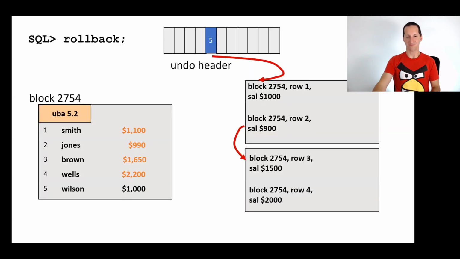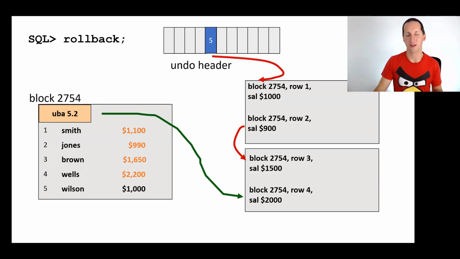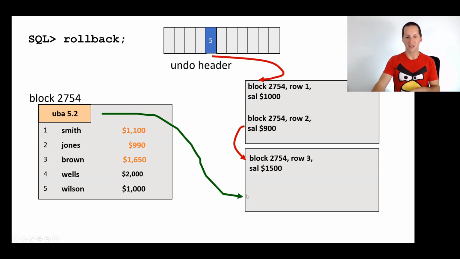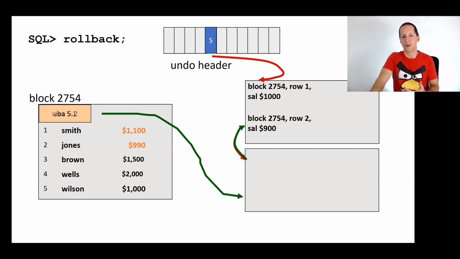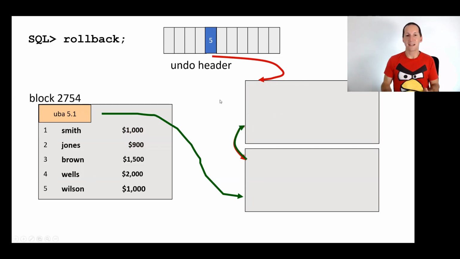So when I do a rollback, I simply look at my block 2754. It says start undo block address 5.2, which is that block down the bottom there. And I roll back the information in reverse order. So start with row number 4, take the salary, set it back to 2,000. Then move along the pointers and undo that information, go back to salary 1,500. And as I'm undoing this information, I'm also undoing the undo, if that makes sense. That undo now becomes freed up for other use. Row number 2 says go back to 900, and I keep on going. And eventually, I've cleared out my undo, and my block is back to how it was before.